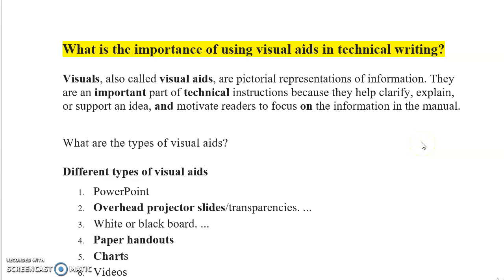Especially when we have statistics and numbers, like a huge number of statistics or numbers or percentages, this will be so hard and difficult for the reader to read and to analyze once they are written in a paragraph or in a number of paragraphs. So visual aids will clarify them and will make the reading of this information easier and more flexible.